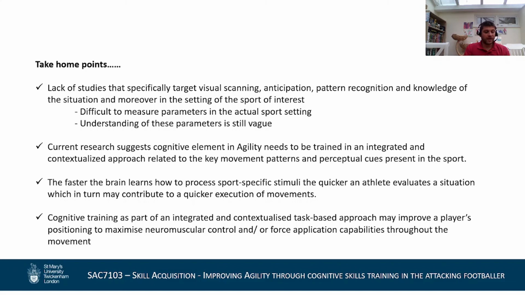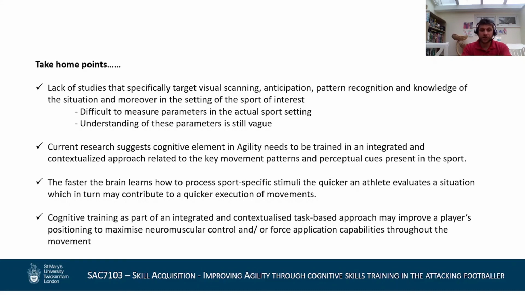At the end of it all, some important take points I feel, which have increased my knowledge on how one can improve the cognitive element of agility. Firstly, of note is the lack of studies that specifically target visual scanning, anticipation, pattern recognition, and knowledge of the situation. Moreover, in the setting of the sport of interest, mainly because it's difficult to measure parameters in the actual sport setting, but also the understanding of these parameters is still relatively vague.